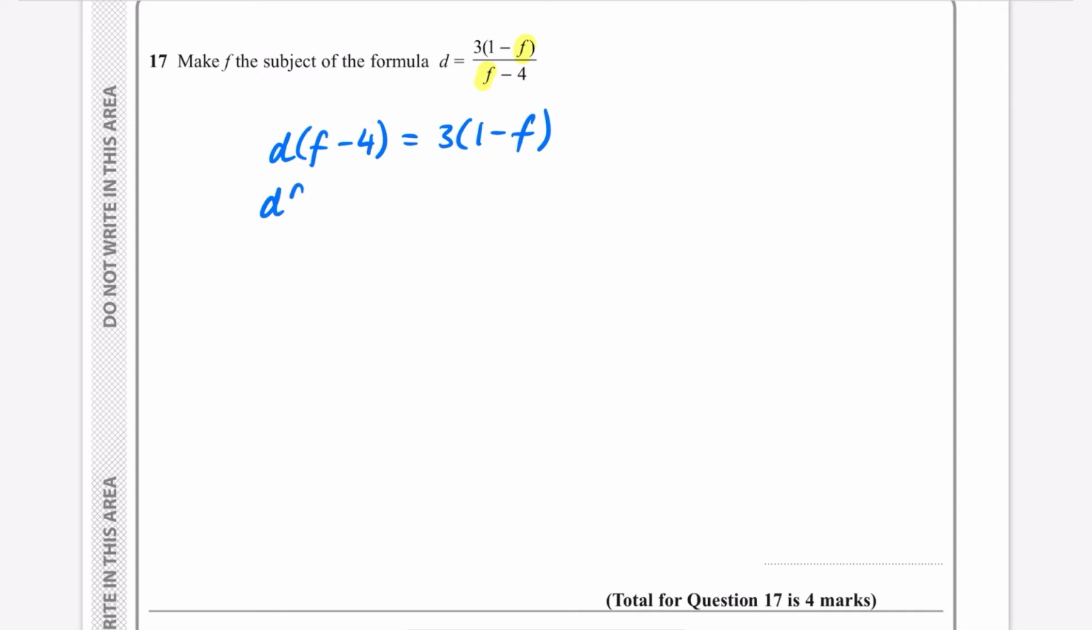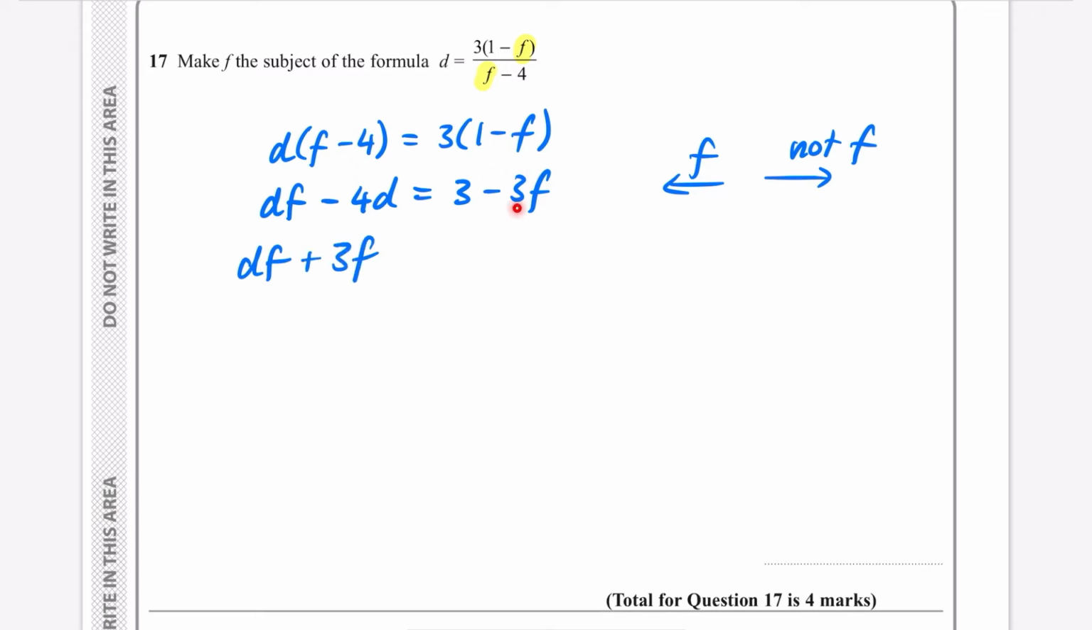I'm going to expand the brackets on both sides. And then I'm going to collect everything that has got an f to that side and everything that is not an f to the other side. And then I'm going to do some factorizing. So I get df plus 3f. This minus 3f I've put and done as a plus 3f. This minus 4d is going to go to the other side and become plus 4d.